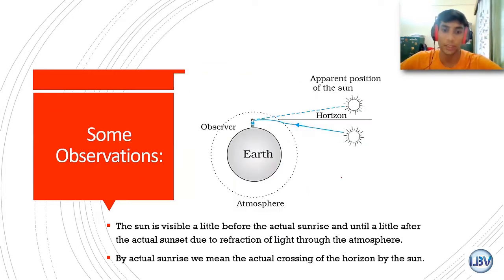Second one is that the sun is visible a little before the actual sunrise until a little after the actual sunset due to the refraction of light through the atmosphere.